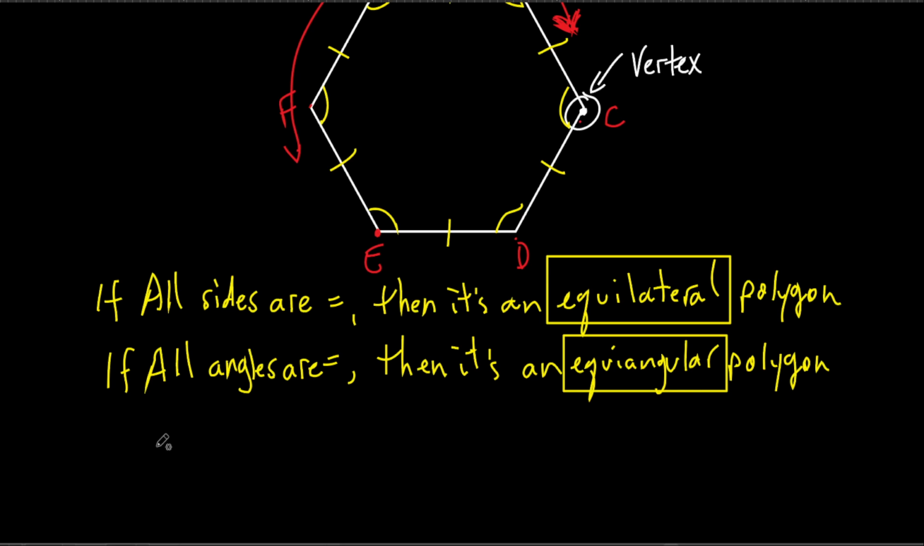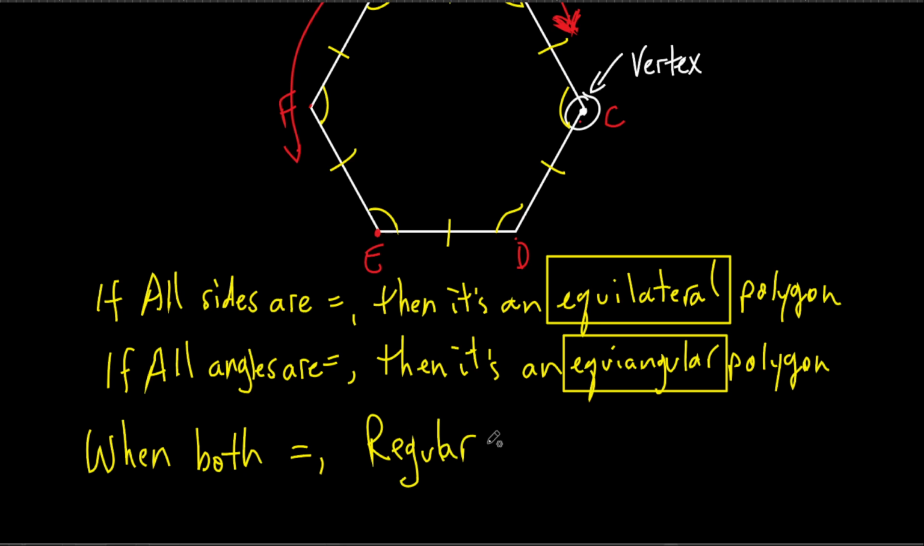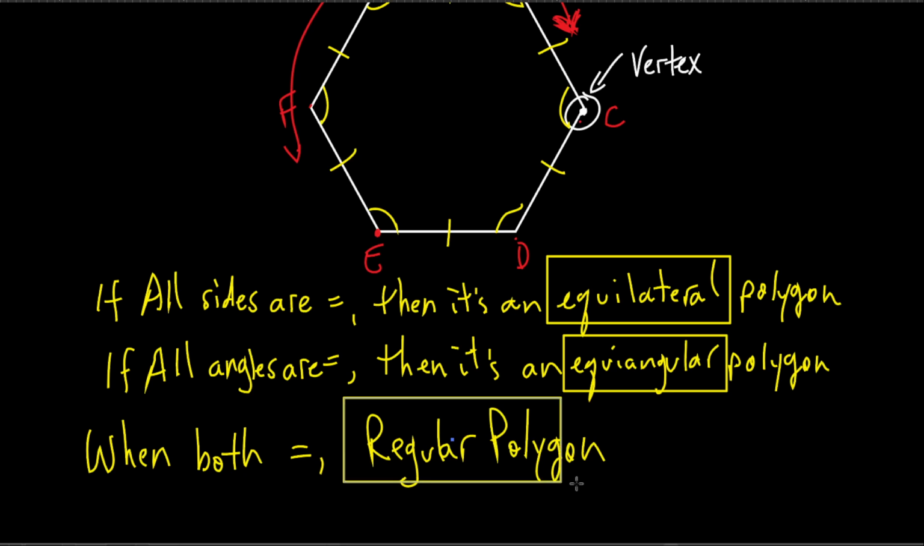Now watch this. When both are equal, almost done. You used all my time, so I'm going to use your time. So watch. When both are equal, we call it a regular polygon. Write that down. It's a regular polygon. That's just what we call it. When all the sides are equal to each other and all the angles are equal to each other, we call it a regular polygon. And that's it for today.